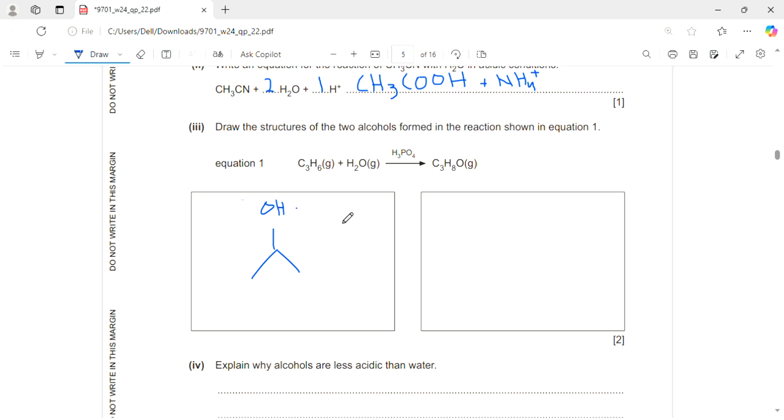And another structure might be suggested, something like this: 1, 2, 3 carbon, and like this. The primary alcohol, the secondary alcohol. Okay.